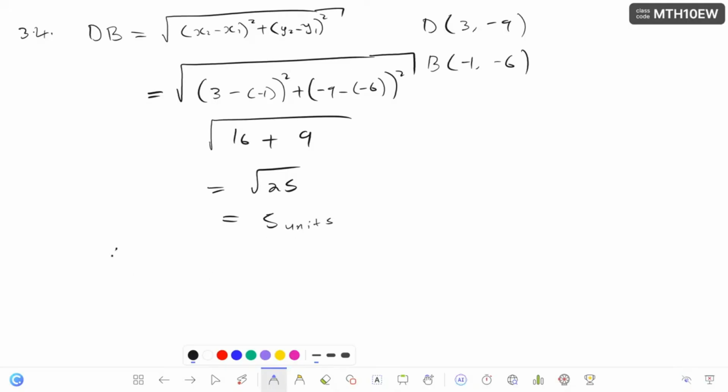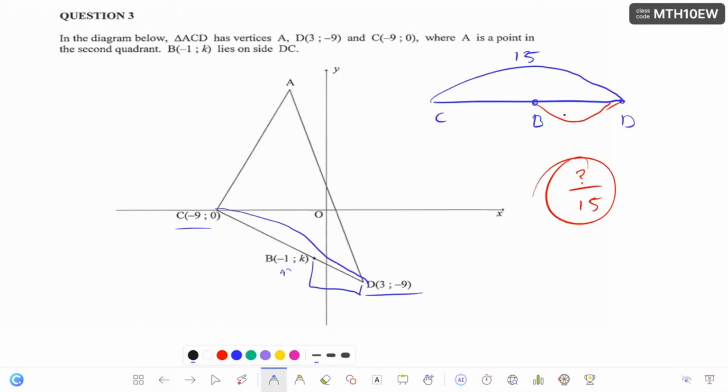So the ratio of DB over DC is equal to 5 over 15, which is equal to 1 over 3. As I said, here we find it to be 5. Here we already calculated DC, which is 15. So we just simply need to say 5 divided by 15. That's how we get our ratio.